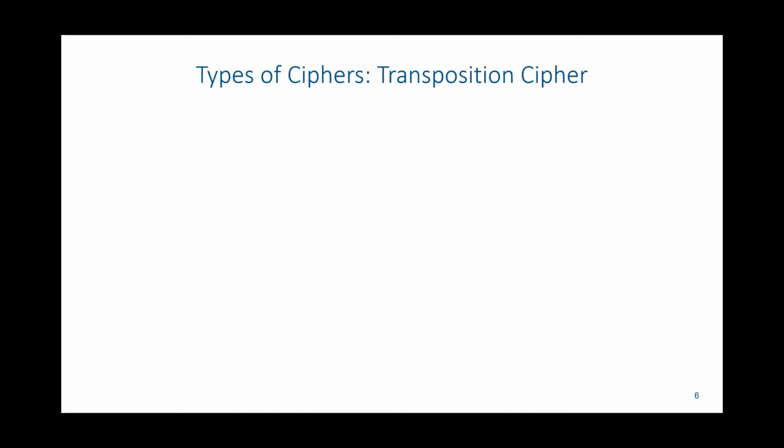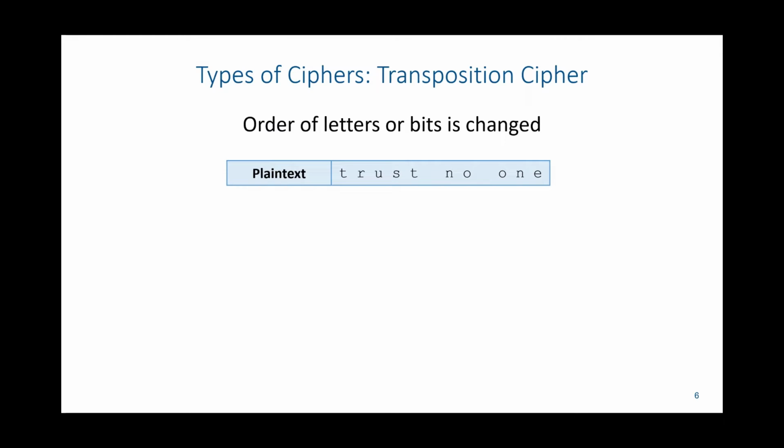So we first talked about the substitution cipher. Now we're going to talk about the second type of cipher, which is the transposition cipher. The way that this works is that the order of the letters or bits is changed. So again, we have our plain text of trust no one.